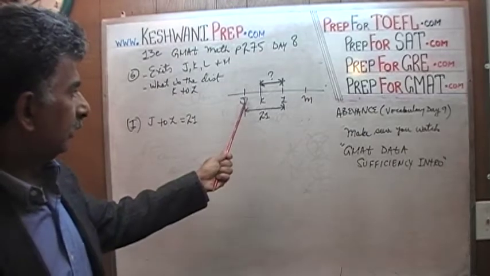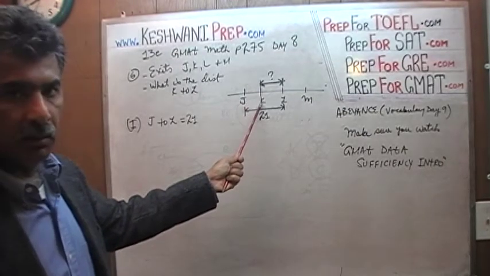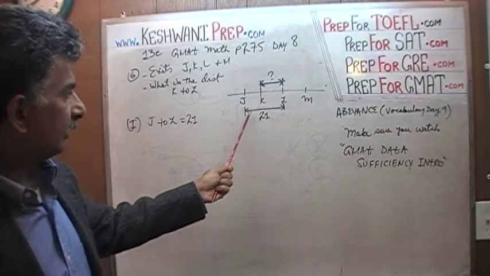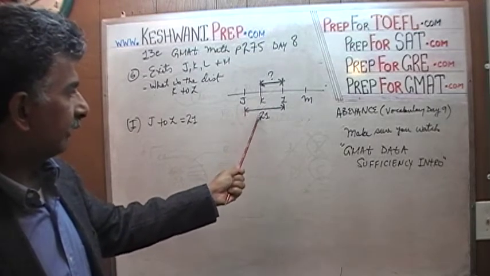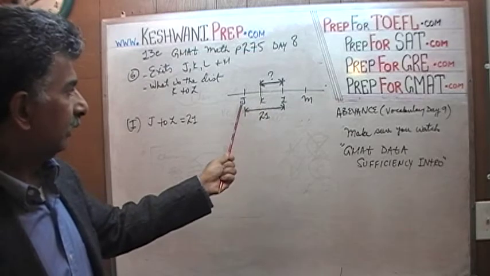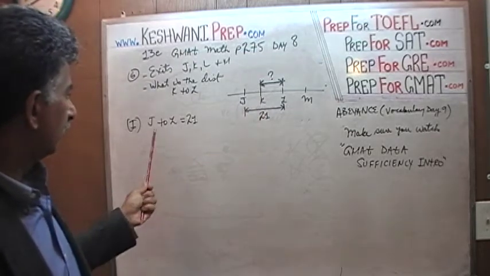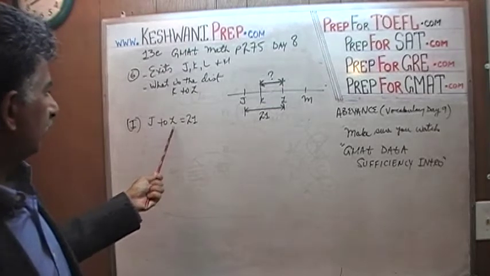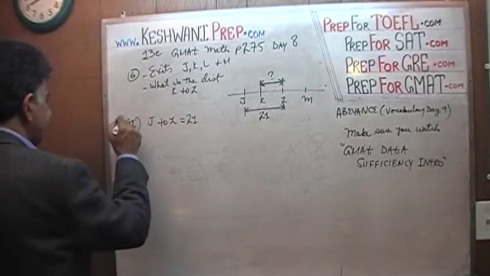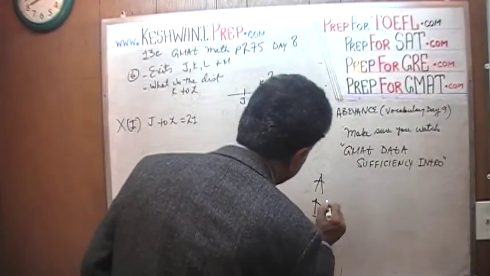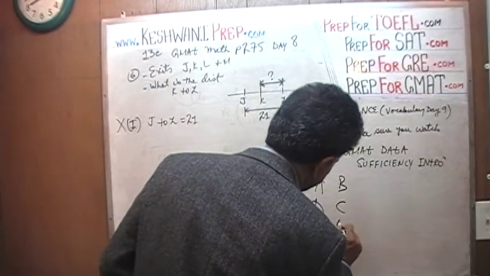Not unless we know the distance from J to K. If somehow we can figure out the distance from J to K, and knowing that the distance from J to L is 21, we can subtract that figure from here and figure out what K to L is. But we have no knowledge of the distance from J to K. They don't give it to you. They tell us the distance from J to L is 21 kilometers. That statement by itself is no good. So we put down AD, BCE.